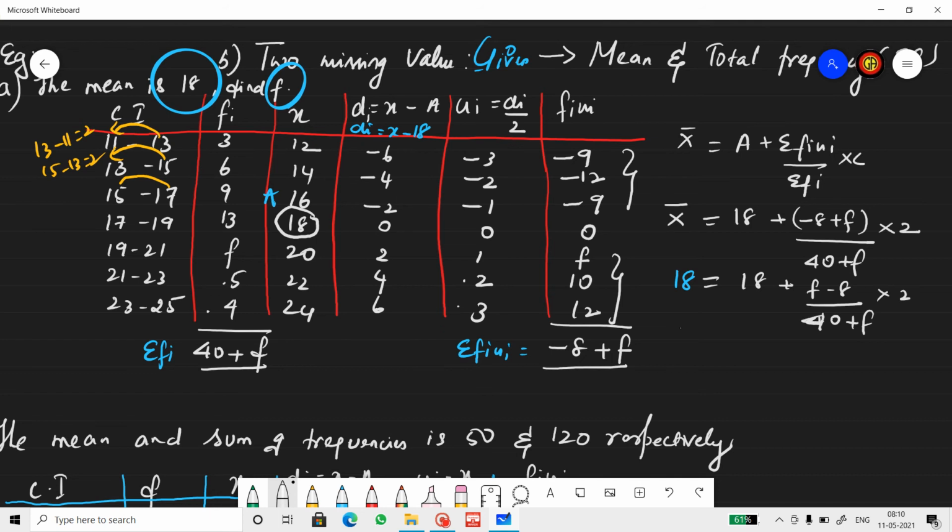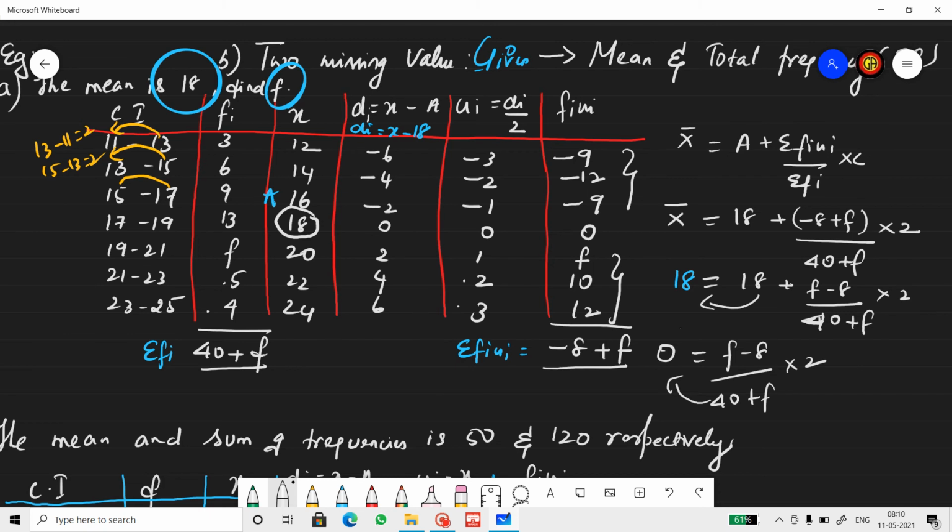18 comes to this side. So 18 minus 18 is 0. Then you get (f minus 8) by (40 plus f) into 2. Now the denominator comes to this side, gets multiplied with 0.